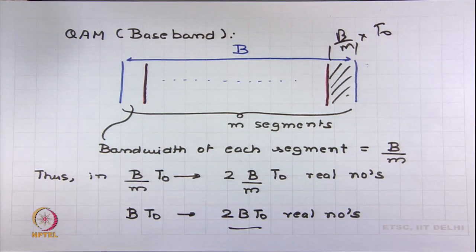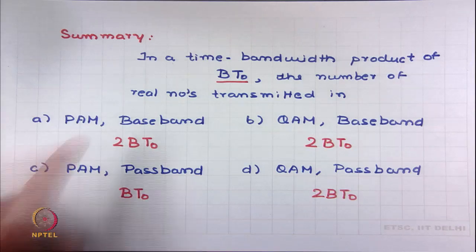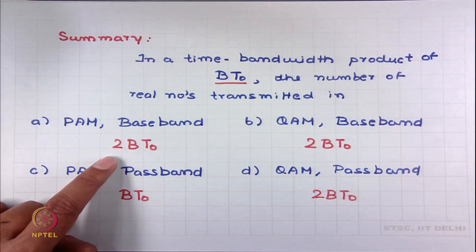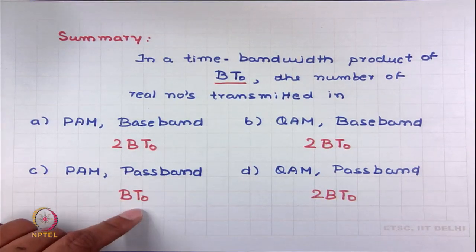Let us summarize the comparison between PAM and QAM. If I consider a signal with a time bandwidth product of B T naught, let us see how many real numbers can represent that signal faithfully. In case of PAM at baseband, we have seen that we require 2 B T naught real numbers. PAM at passband, we require B T naught real numbers.